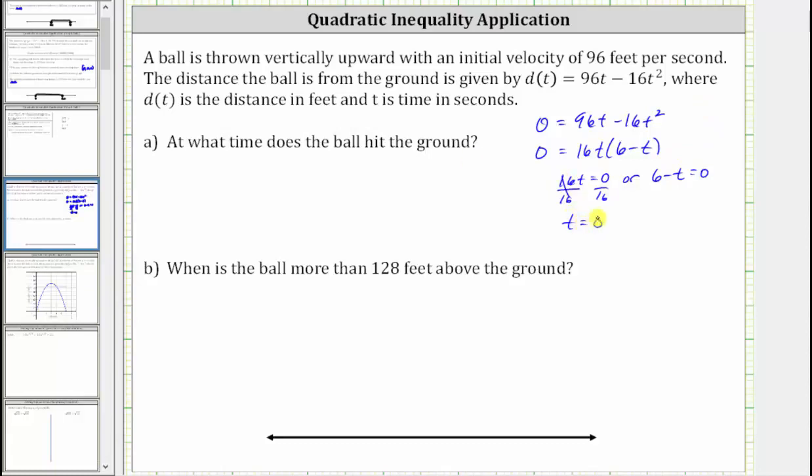Solving for t here, we divide both sides by 16. Simplifying, we get t equals 0. Solving for t here, we add t to both sides, which gives us 6 equals t, or if we want, t equals 6. So again, t equals 0 is when the ball is thrown upward, and t equals 6 is when the ball hits the ground. So the ball hits the ground after 6 seconds.